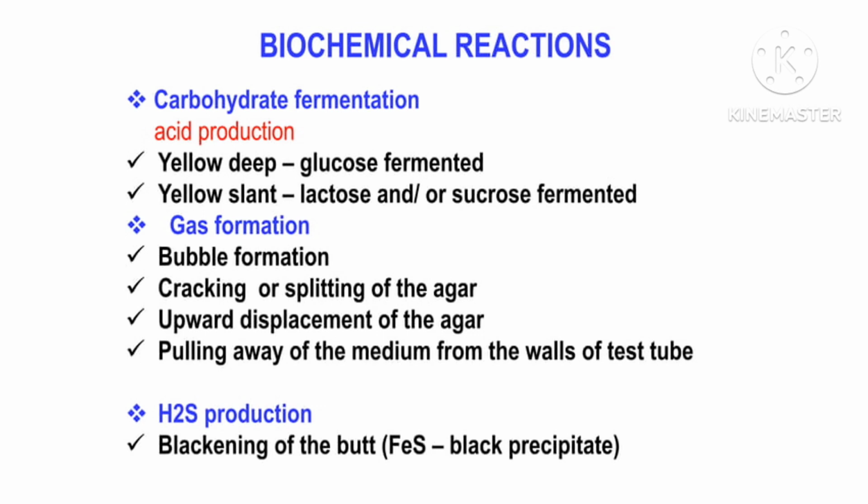So if it is a glucose fermenter, both the slant and the butt will be changed to yellow color. If only the slant is yellow, it can be either a lactose or sucrose fermenter organism. And gas formation is denoted as bubble formation showing cracking or splitting of the agar, upward displacement of the agar, or pulling away of the medium from the walls of the test tube. This is how you can see the gas formation by the organism. And H2S production is seen by blackening of the butt of the tube, that is, ferrous sulfide is produced, which is a black precipitate, gives black color to the butt of the medium.